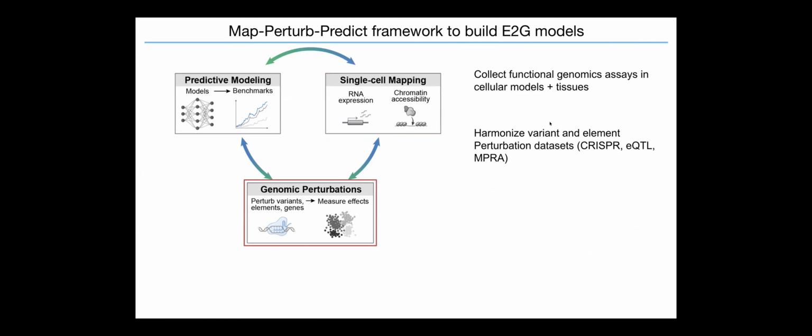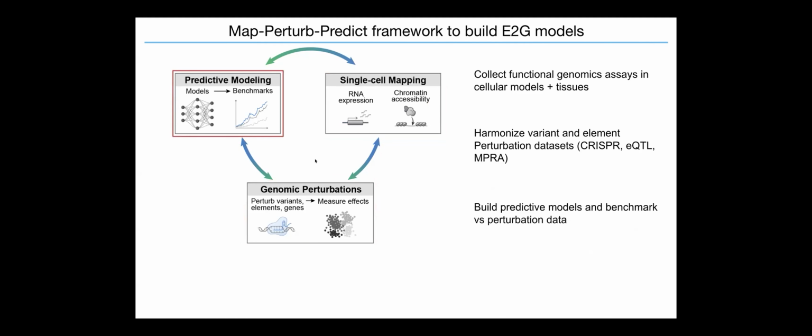We then also collect genomic perturbation datasets from the aforementioned CRISPR perturbation screens, but also eQTL and MPRA datasets, and bring those together in order to build new predictive models, where we can use perturbation screens as ground truth datasets to train models that can then predict, based on the functional genomics data, what the enhancers are in a given cell type and which genes they are most likely to regulate.